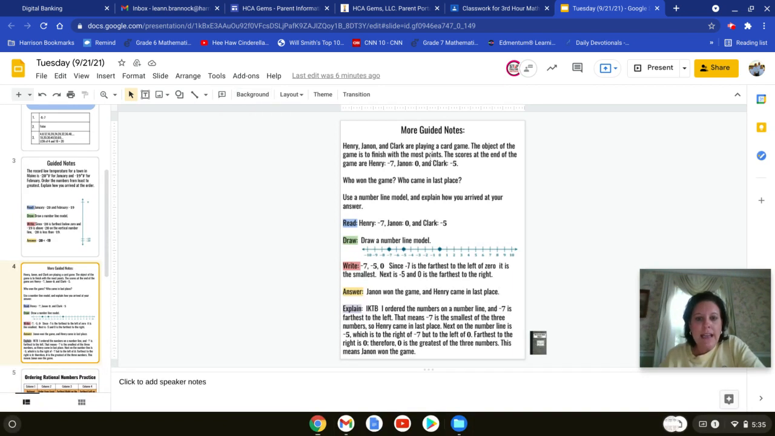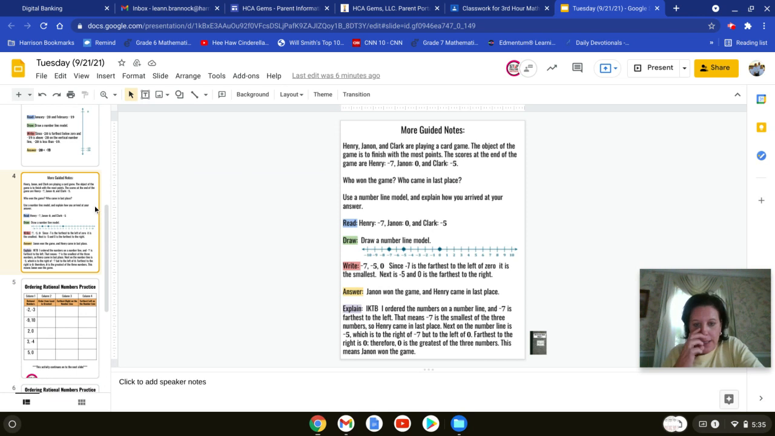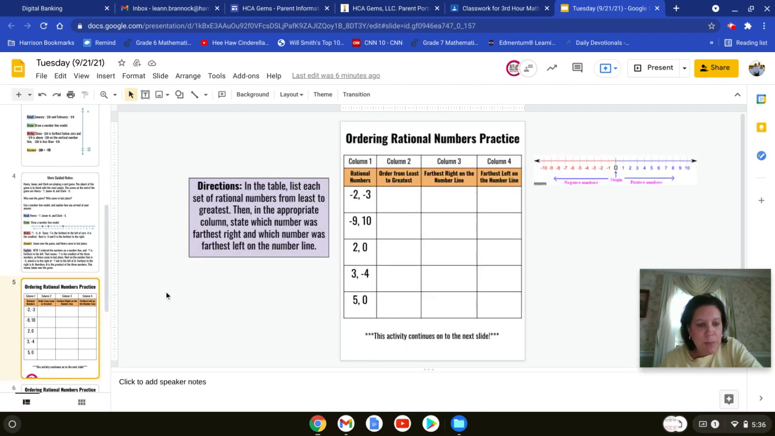So here's some guided notes. I want you to read these on your own. Henry, Janet, and Clark are playing a card game. I'm going to read it to you now, but I also want you to go back and read it again. The scores at the end of the game were -7 for Henry, so we plot that point. Janet got 0, and Clark got -5. If you're putting those in order from least to greatest, you're going to go all the way to the left. That's the lowest. Then you work your way to the right, and that's the greatest. Janet won the game, and Henry came in last place.